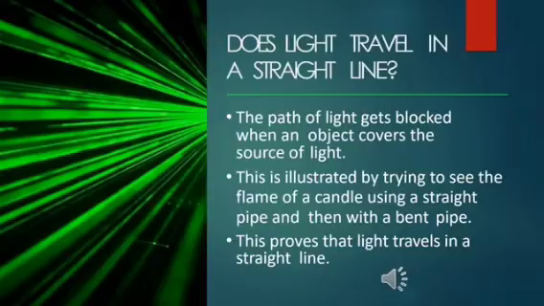Now the first property of light is that light travels in a straight line. So what is this property called? This property is actually called the rectilinear propagation of light. What is rectilinear propagation of light? It is the property of light to travel in a straight line.